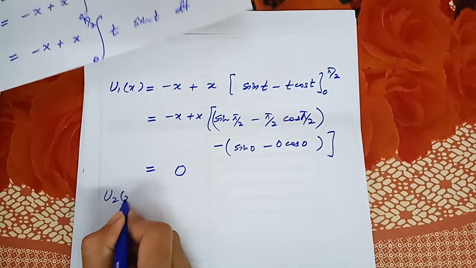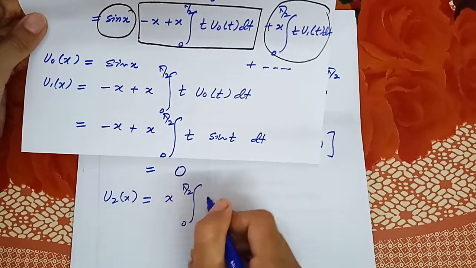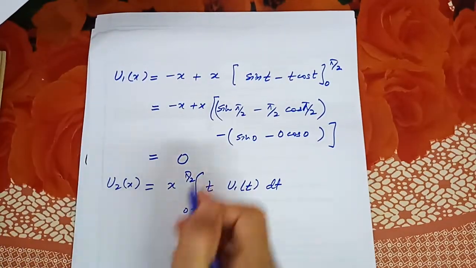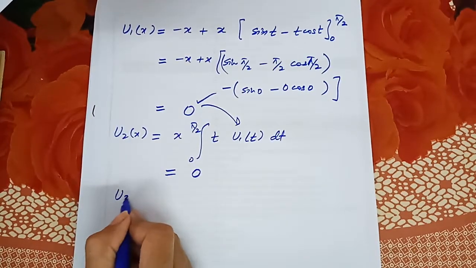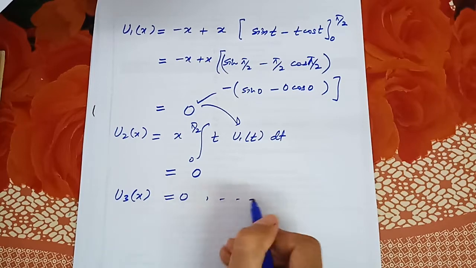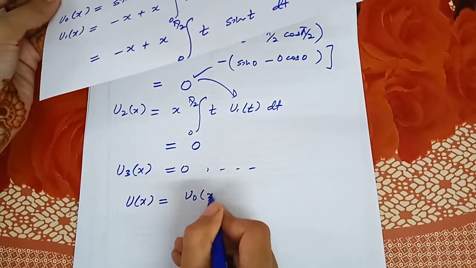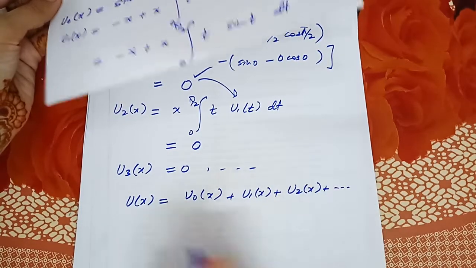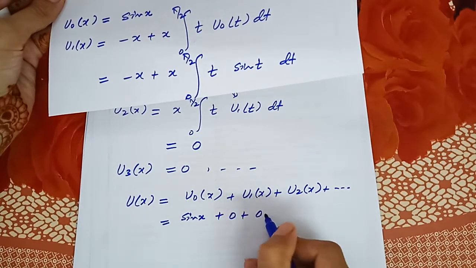Now let's find u2 of x. So u2 of x will be x times the integral from 0 to pi by 2 of t u1 of t dt. Now let's use this u1, since it is 0, it's making everything 0 here, so it's 0. And if we find u3 of x, this will also be 0 and so on. Now let's use all these values of u in this series to get our solution. So u of x is u0 of x plus u1 of x plus u2 of x and so on. And u0 of x here is sine of x plus 0 and so on.